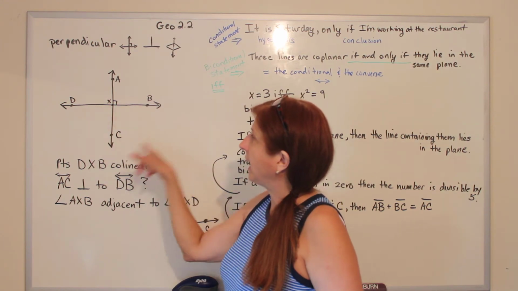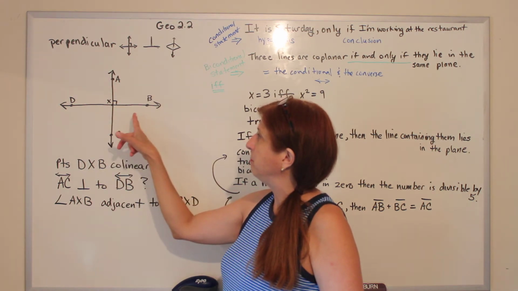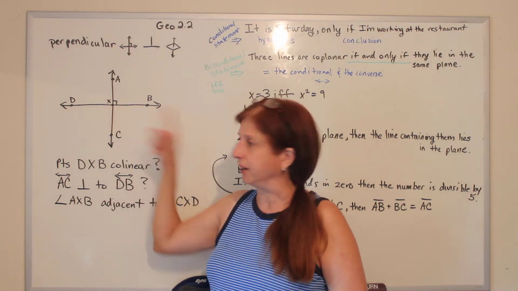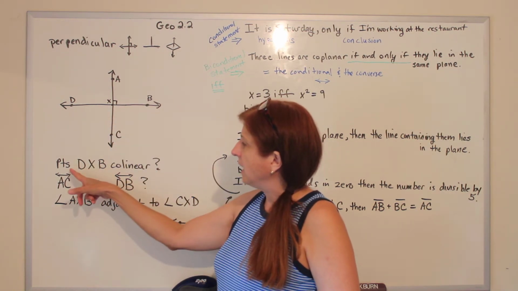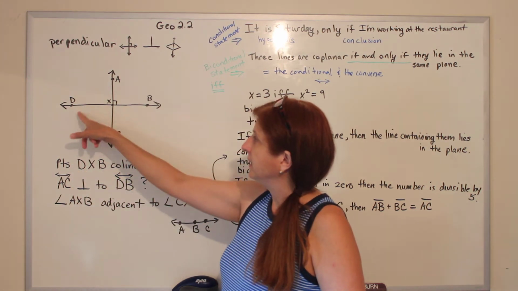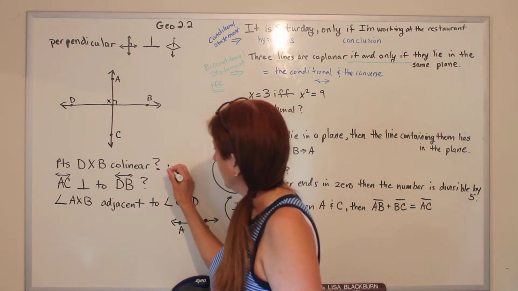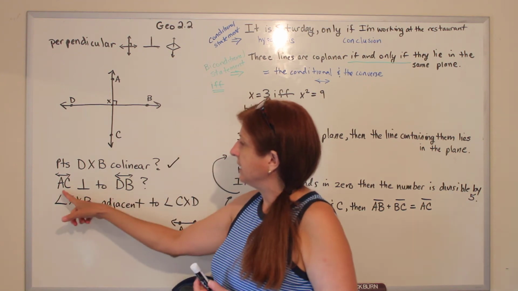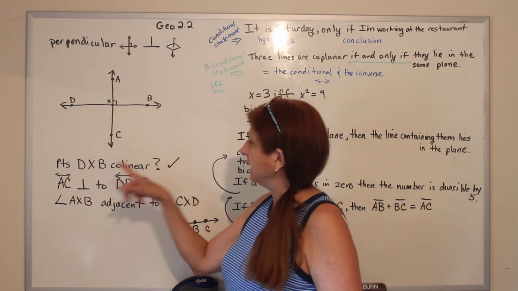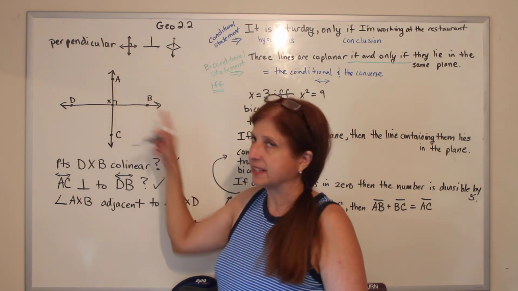So here I have drawn two perpendicular lines, line AC and DB. They meet at point X, and we have the symbol for perpendicular right there. So the first question is, are points D, X, B collinear? They are. So yes, they are. And then, is AC perpendicular to DB? And yes, it is, and we know that because of the definition of perpendicular and the symbol.